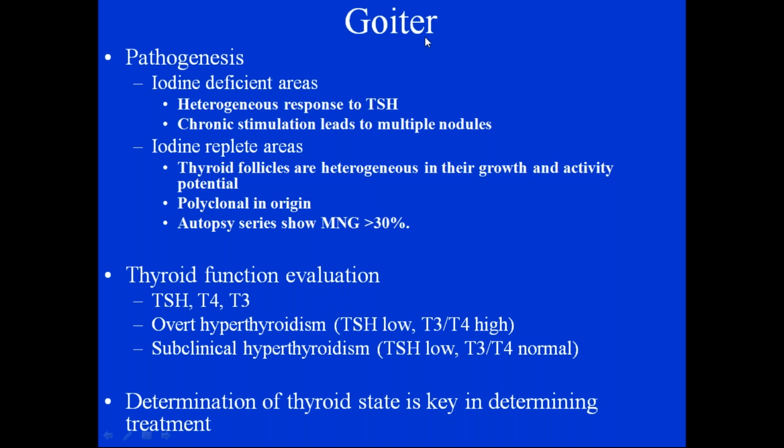So when the patient comes with a goiter, we do a thyroid function test, and according to the levels of T3, T4, TSH, we classify them as hyperthyroidism or subclinical hyperthyroidism. So determination of the thyroid state is key in determining treatment. The treatment will be according to the thyroid levels.